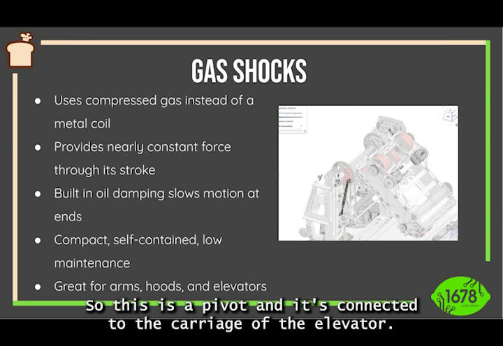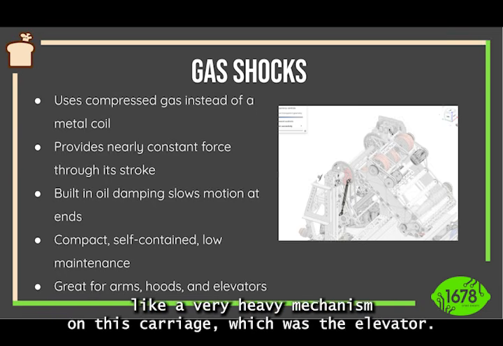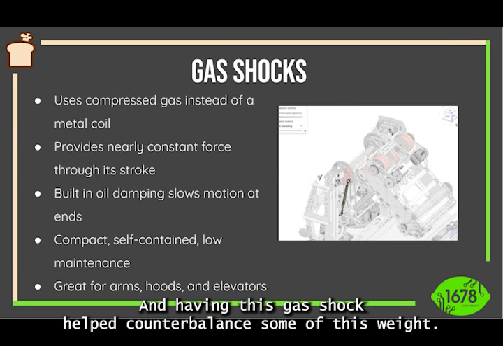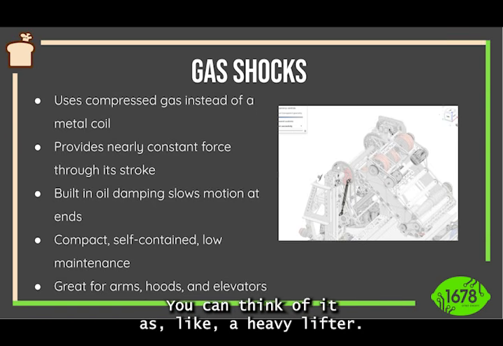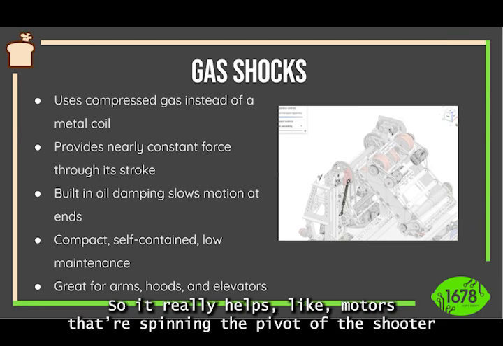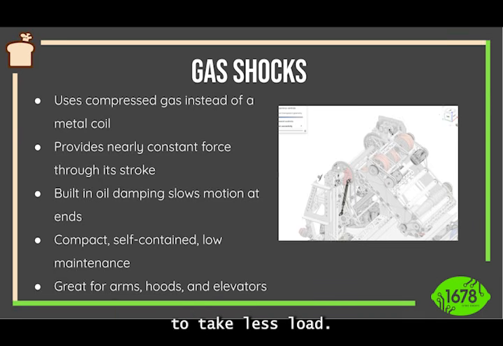So this is the pivot, and it's connected to the carriage of the elevator. And here we have a very heavy mechanism on this carriage, which was the elevator, which was the shooter. This is from 2024. And having this gas shock helped counterbalance some of this weight. You can think of it as a heavy lifter. So it really helps the motors that are spinning the pivot of the shooter to take less load.